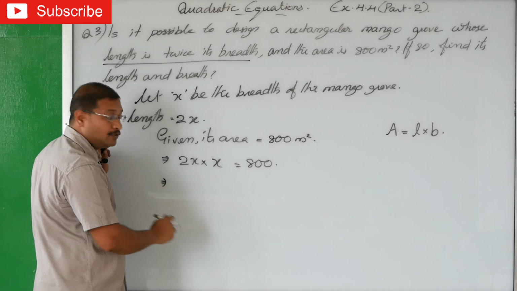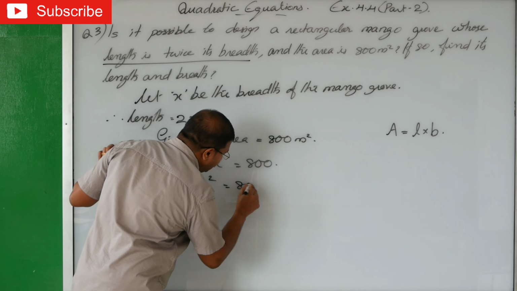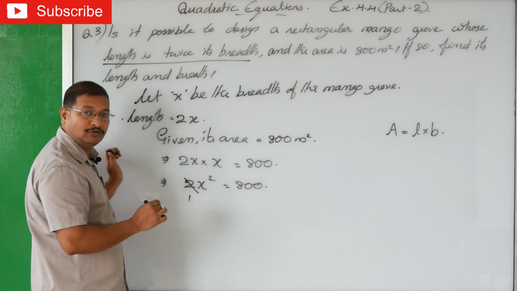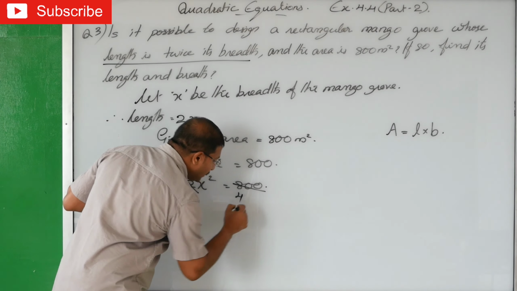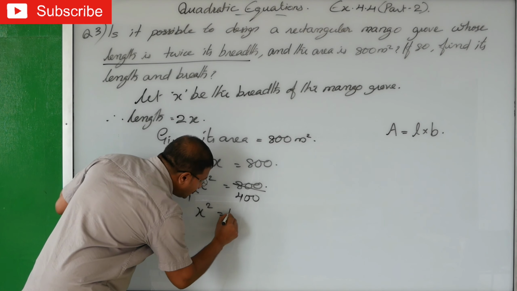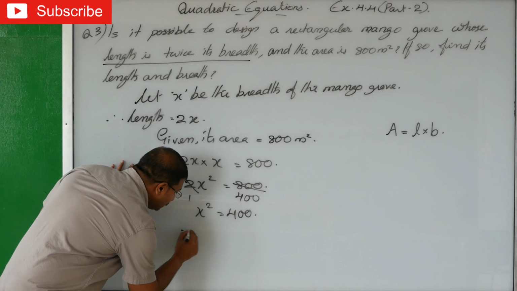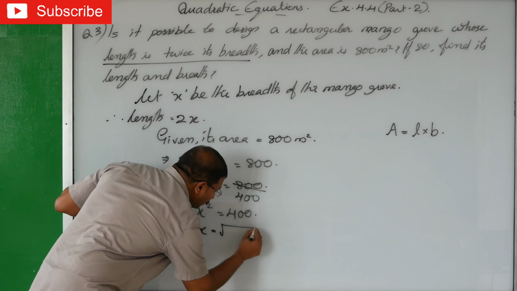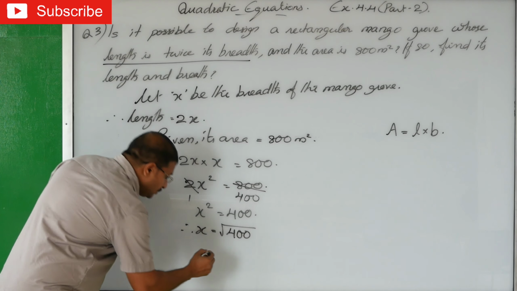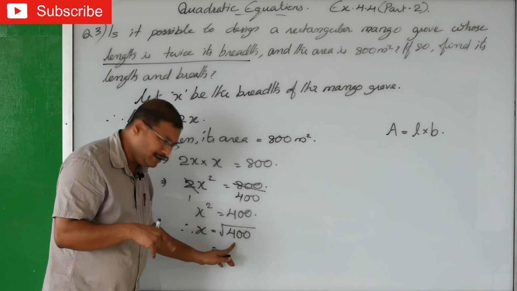Implies what you will do? 2 into x, x square. 2x square equals 800. Both sides we can cancel by 2. 2 1s are 2. 2 4s are 8. And this 2 0. That means x square equals 400. Ready? That means what you will do? Therefore, x equals square root of 400 because the square goes to the next side, square root. Equal square root of 4, 2. That means this will be 20 into 20.